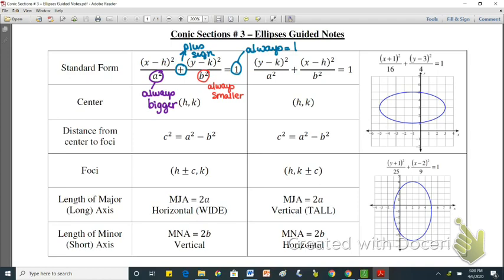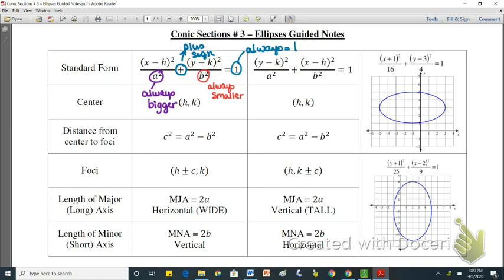Now, if you look at the denominators, they both have an a squared and a b squared in the exact same spot. So how do we determine whether it's a horizontal or a vertical ellipse? If it's a horizontal, you have x first, your x minus h. And if it's a vertical ellipse, we have y first, y minus k. So how do we determine which one comes first? We look at the denominators. The bigger denominator always goes first.